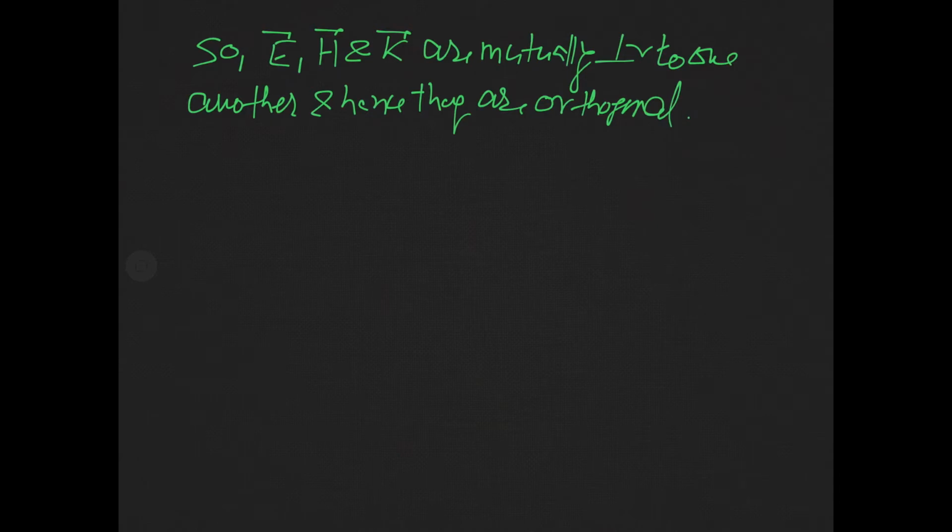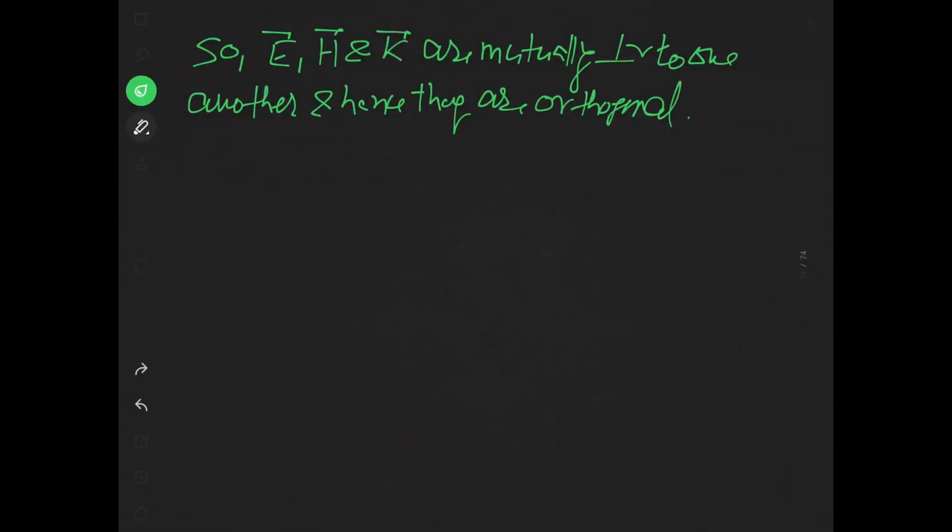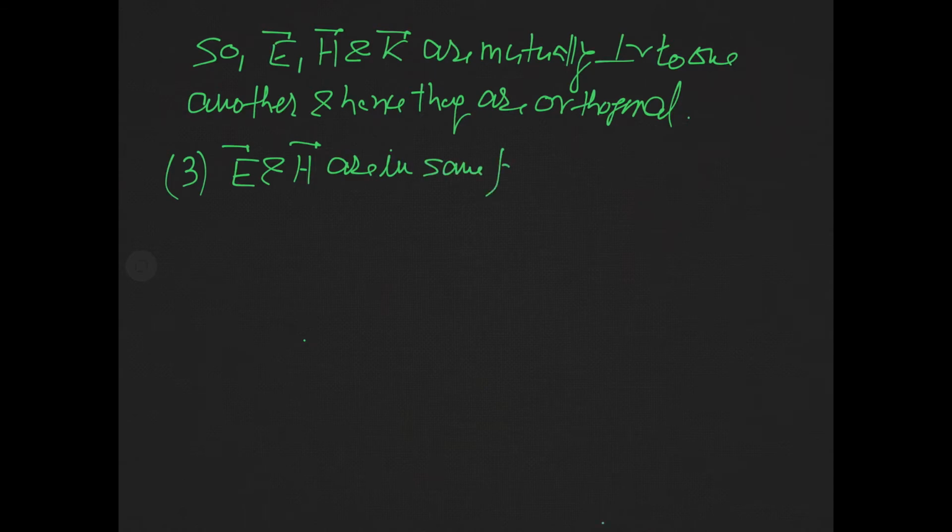So these were the two important properties of the electromagnetic wave traveling in an isotropic dielectric. Now we will discuss an important property of this wave traveling in the isotropic dielectric, and this is actually the most important property. This is that E and H are in the same phase.